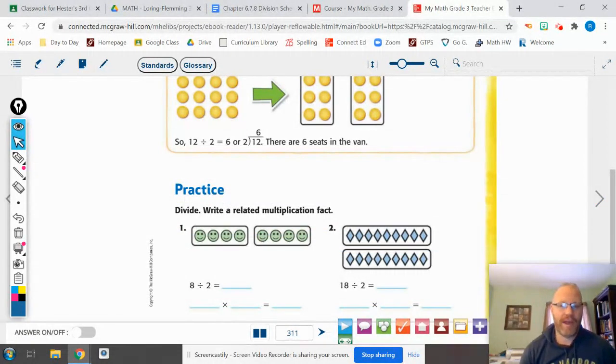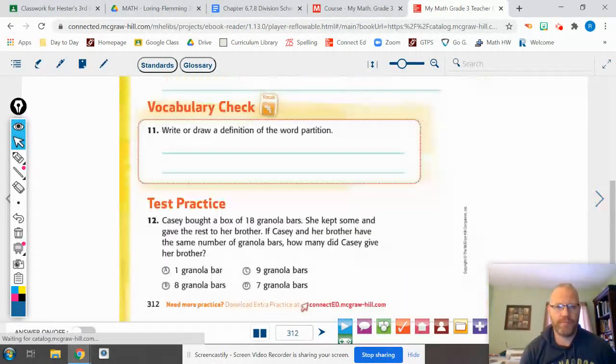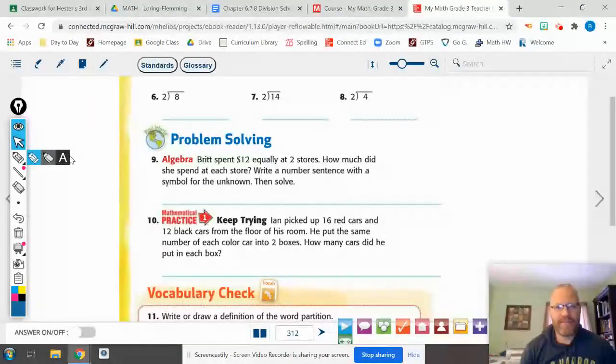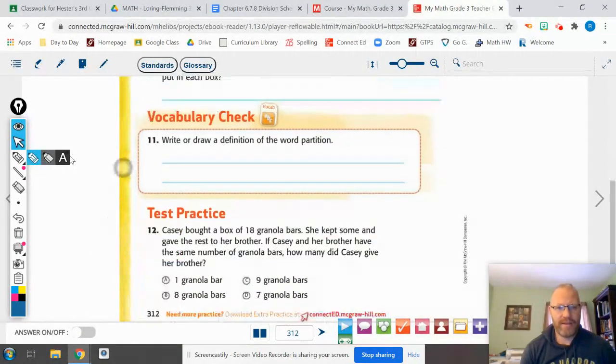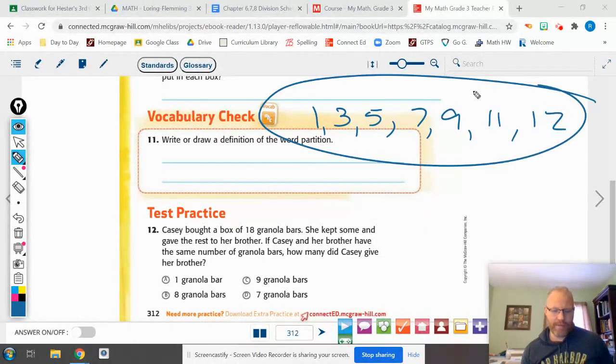Moving on, we have our homework. You're going to do number 1, 3, 5, 7, 9, 11, and 12. Once you finish with your homework, you're done with your math. So make sure that you take your time, go through that homework, practice rewriting the division sentence as a multiplication sentence, and you are done.